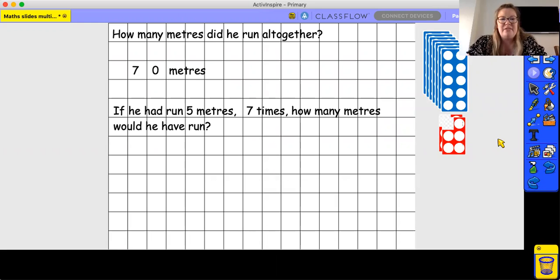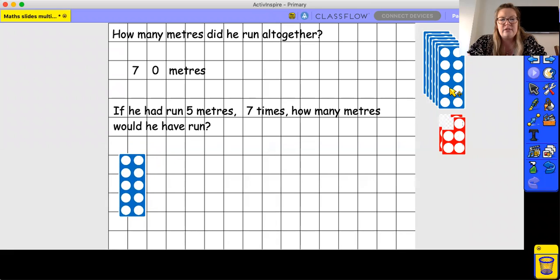Some of you might have noticed that 5 is half of 10, and therefore 5 lots of 7 is just going to be half of 70. If you didn't work this out and you counted it instead, that's absolutely fine. If you used a number line, this is also a great method to use, so well done. Let's see if we can find out what half of 70 is.